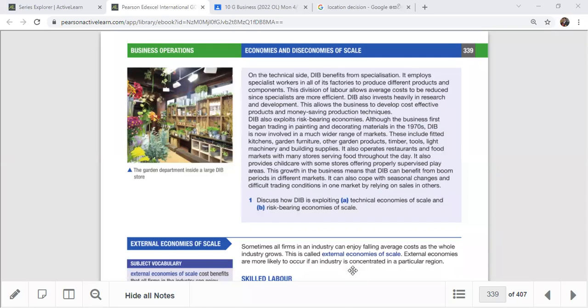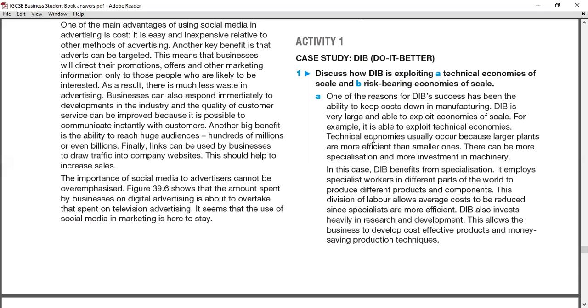Yeah, Do It Better. This case study you can find out. Yes, this one. So I invite this one. Samara, can you read the answer, please?